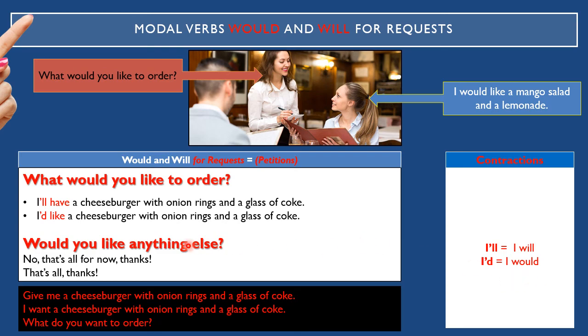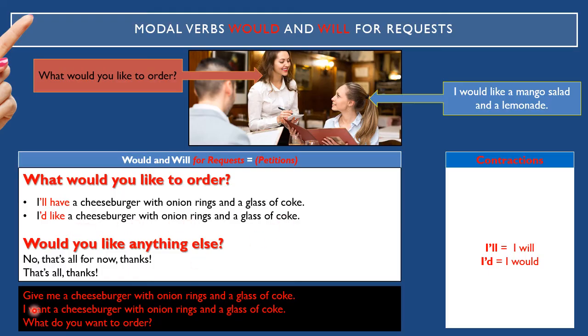Now, if the person working over there, such as the server, asks something like, "Would you like anything else?" This is if you want something extra. And if you don't want anything else, you say something like, "No, that's all for now, thanks." Or, "That's all, thanks." So remember, you can answer with will plus have or would plus like. And then you mention the food or the drinks.